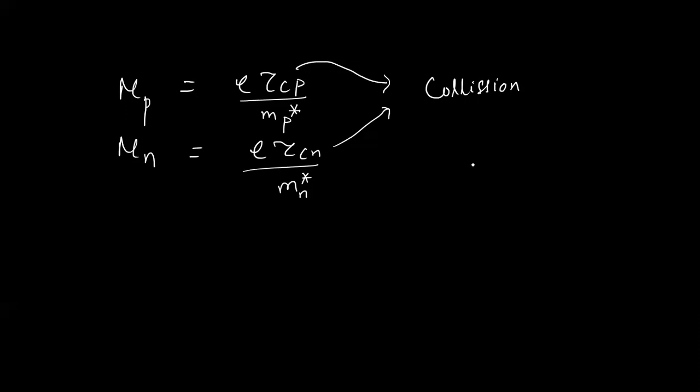So this collision time factor will decide how the mobility will be affected. And this mobility, once you have it, will decide the drift current for a certain value of applied electric field.